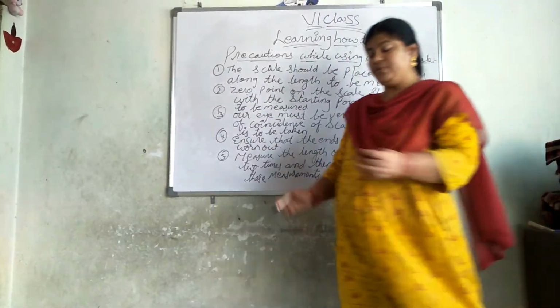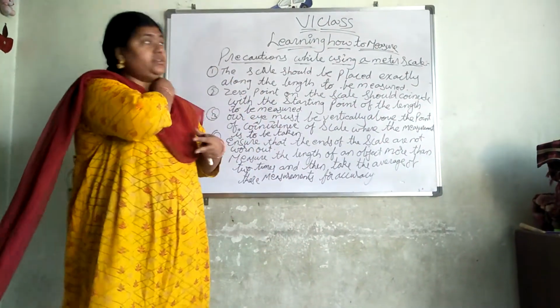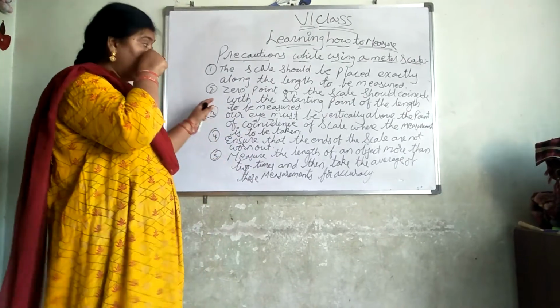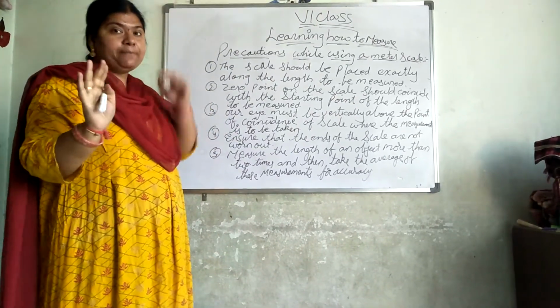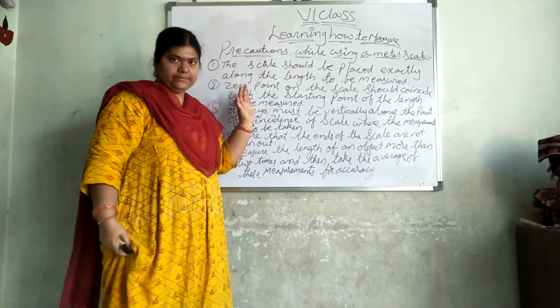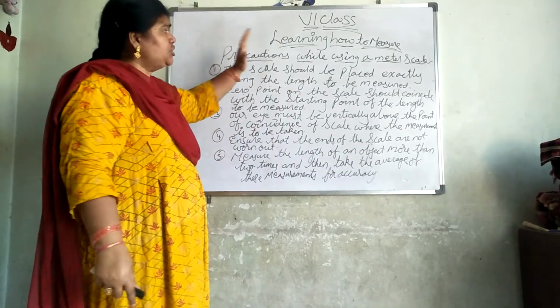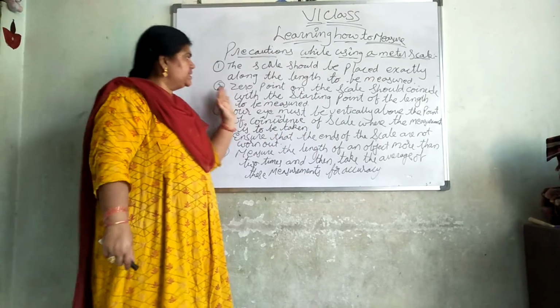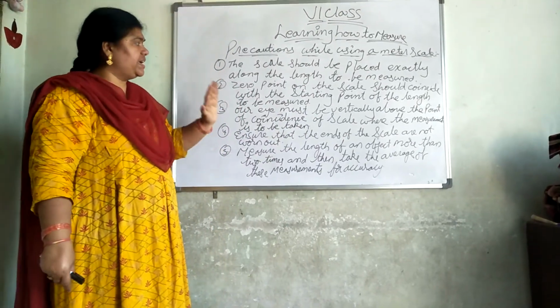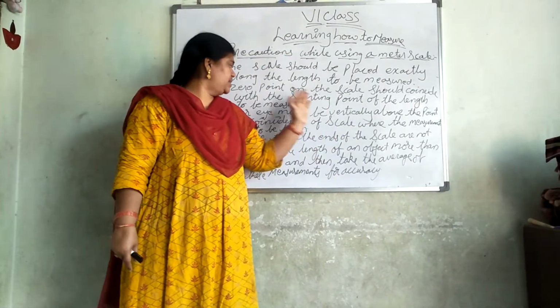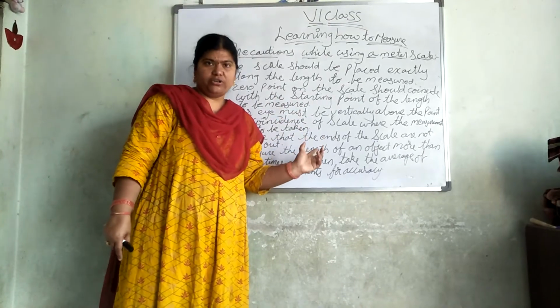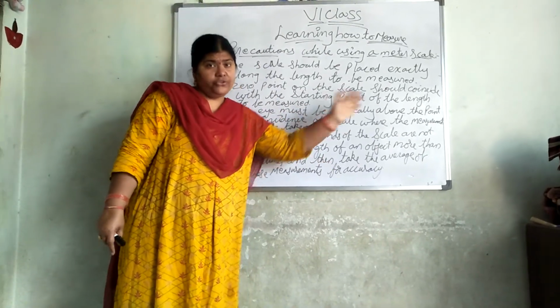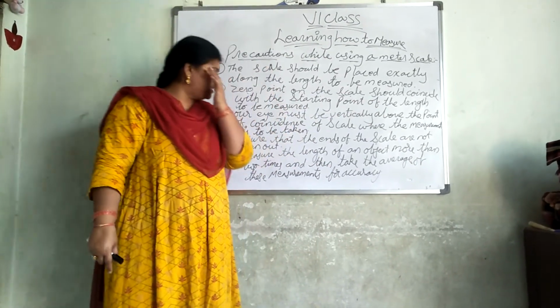See, very important answer. Write in your classwork, and these 5 points are for 8 marks. Remember that. The first point is the scale should be placed exactly along the length to be measured. Second one, the 0 point on the scale should coincide with the starting point of the length to be measured. Before I told you at the table, 0 to 15 centimeters, the exact 0 must be placed.